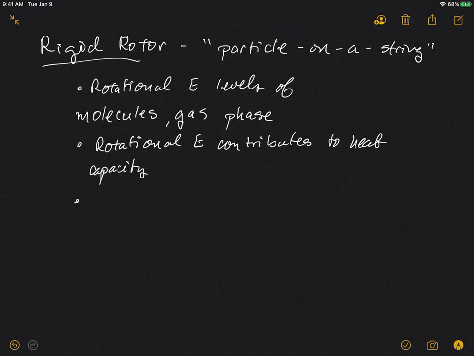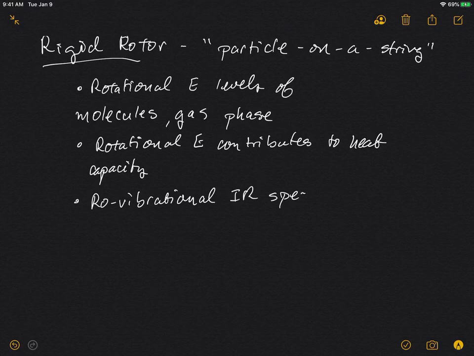The other topic related to the rigid rotor is the rovibrational IR spectrum, in that in the infrared, particularly in a high resolution infrared spectrometer in the gas phase of vapors like HCl vapor and so on, you're going to see rotational transitions superimposed on top of the infrared spectrum. And the combined spectrum is called the rovibrational spectrum.